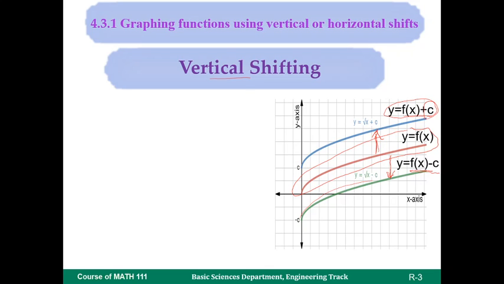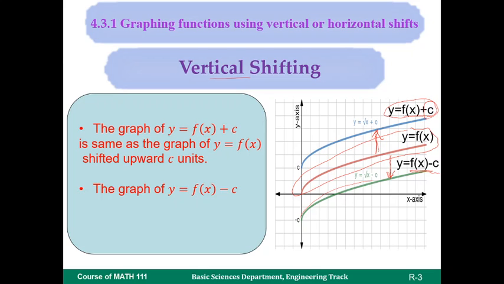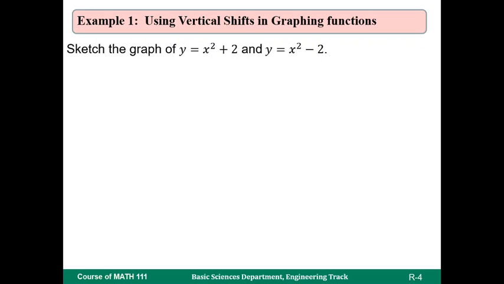This is how we state it here. The graph of y is equal to f of x plus c is the same as the graph of y equal to f of x shifted upward c units, and the graph of y equal to f of x minus c is the same as the graph of y equal to f of x shifted downward c units. Let's look at this example.